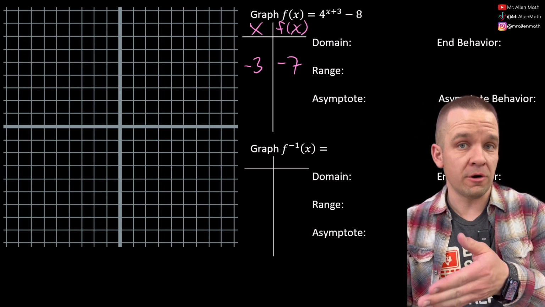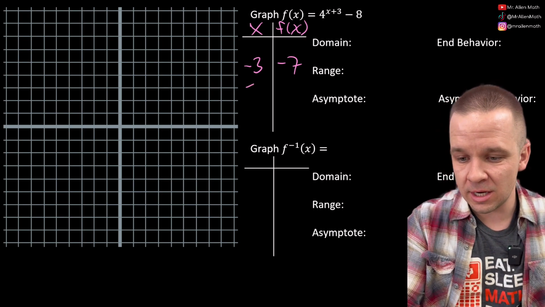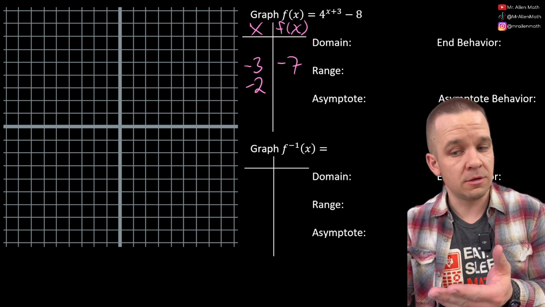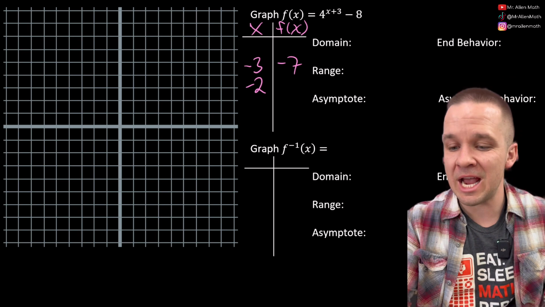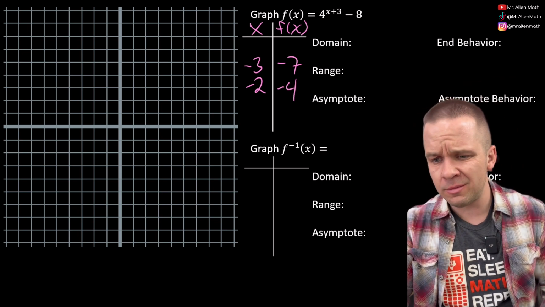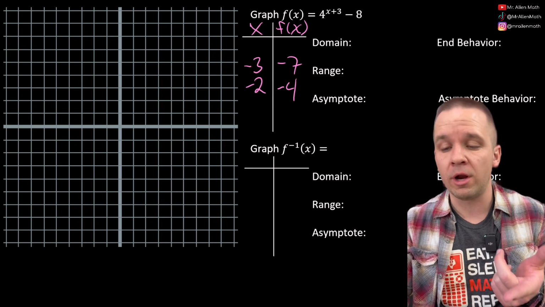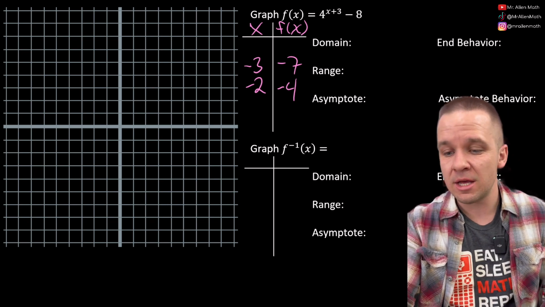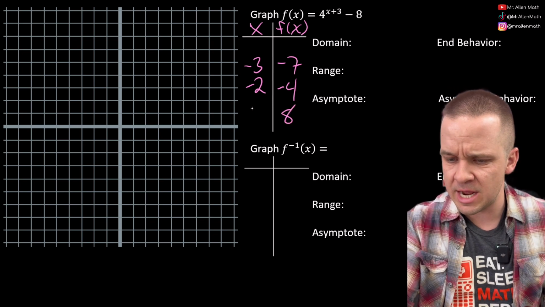Now, what would give me 1 in my exponent? Because then I'd have 4 to the first, right? Well, if I put negative 2 in for x, I'm going to have 4 to the negative 2 plus 3, so 4 to the first. 4 to the first is just 4, minus 8 is negative 4. And let's do one more here. How about getting 4 squared, right? How could I get 2 in my exponent? Well, I'd have negative 1 in for x. Negative 1 plus 3 is 2. So 4 squared is 16. And then we'd have 16 minus 8 is 8. Okay, so that was negative 1, I said.